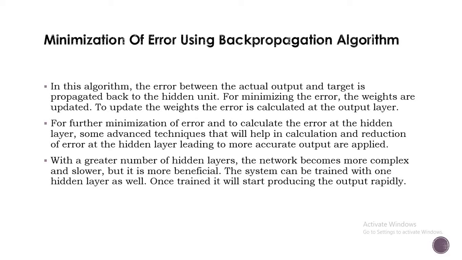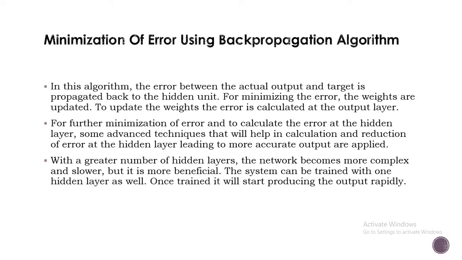The next topic is minimization of error using the backpropagation algorithm. In this algorithm, the error between the actual output and the target is propagated back to the hidden units. For minimizing the error, the weights are updated. To update the weights, the error is calculated at the output layer. For further minimization of error and to calculate the error at the hidden layer, some advanced techniques that help in calculation and reduction of error at the hidden layer, leading to more accurate output, are applied.